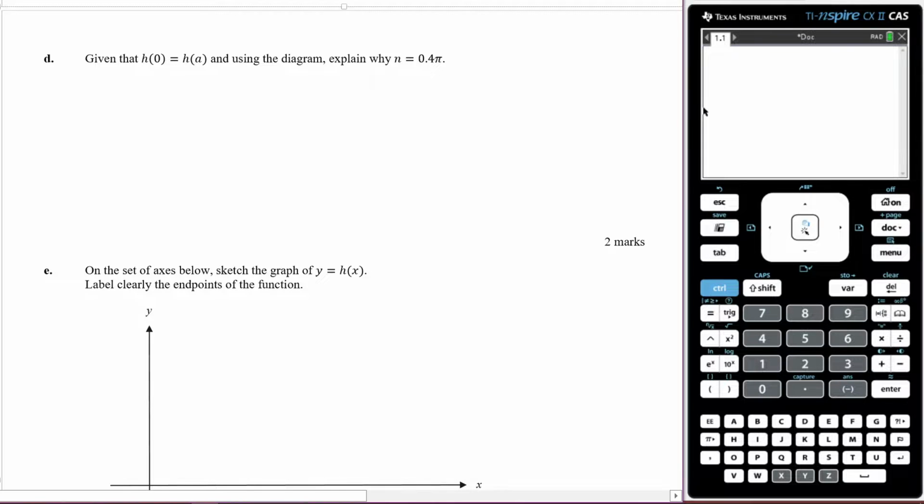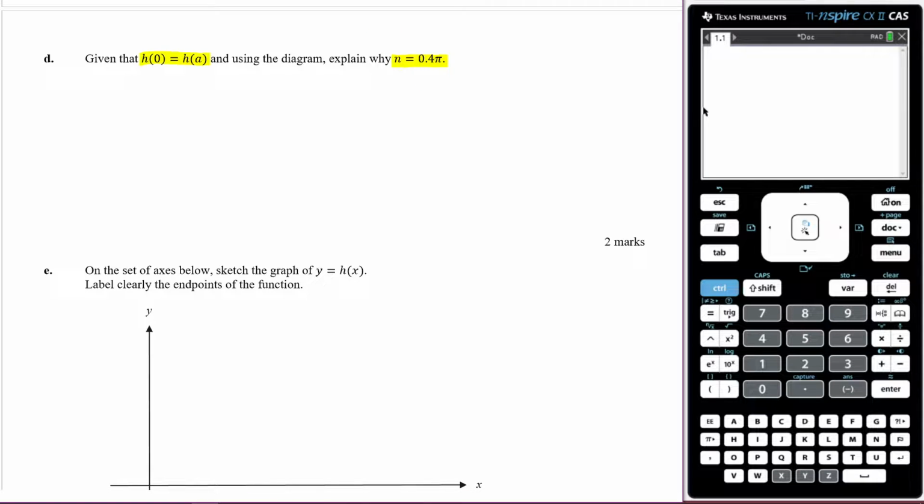Welcome. So we're going to answer part D, which says, given that h of 0 is equal to h of a, and using the diagram, explain why n is equal to 0.4 pi. Okay, the first thing you need to realize is that you can't use this information initially. You need to show working that eventually gets me to the information that n is equal to 0.4 pi.